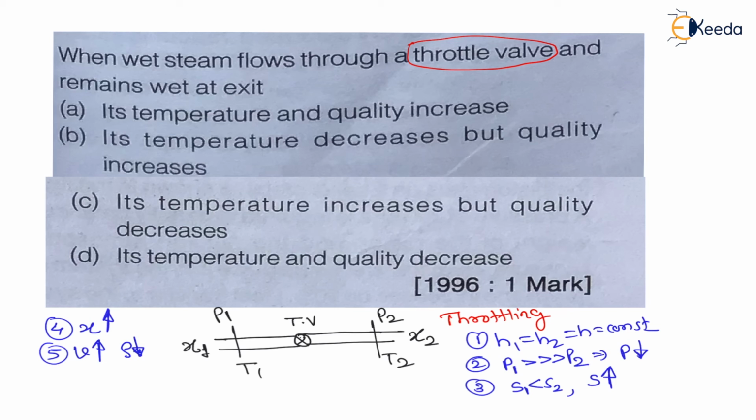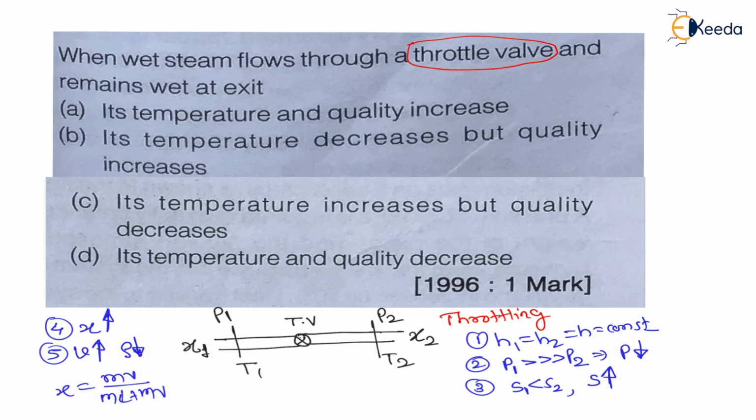And my dear students, this quality X is nothing but mass of vapor divided by mass of liquid plus mass of vapor, right? And here due to throttling, mass of vapor is increasing and mass of liquid is decreasing, therefore quality is increasing. And as mass of vapor is increasing, therefore specific volume is increasing, right? This is the throttling process, right?